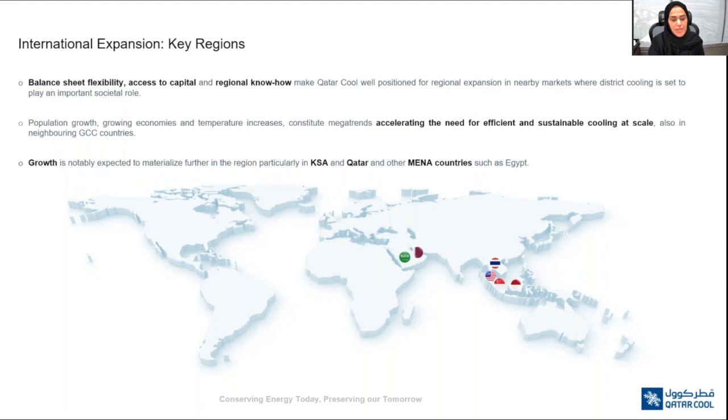International expansion, key region. Balance sheet flexibility, access to capital, and regional know-how make Qatar Cool well positioned for regional expansion in nearby markets.